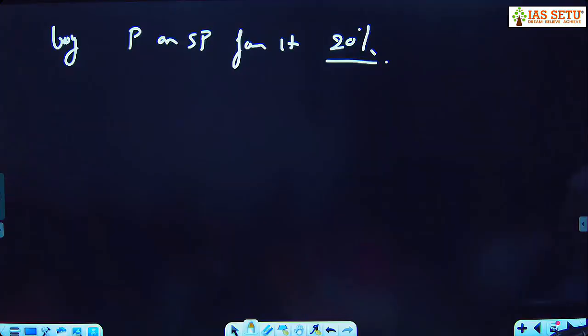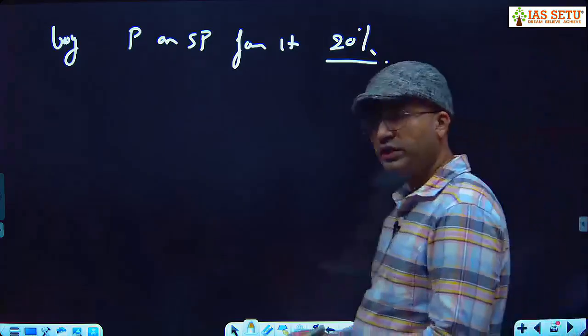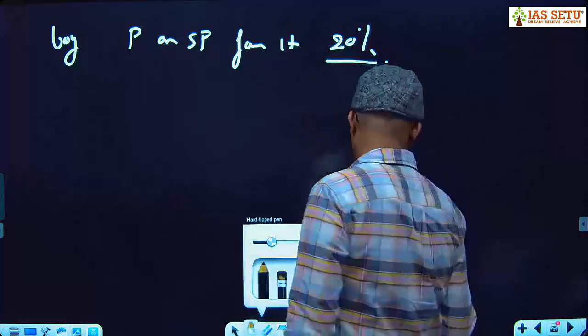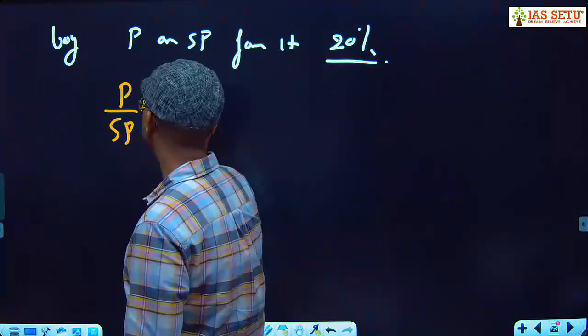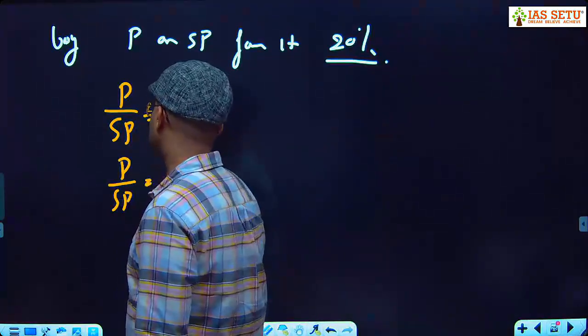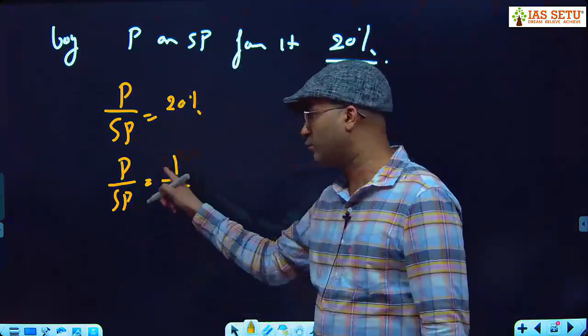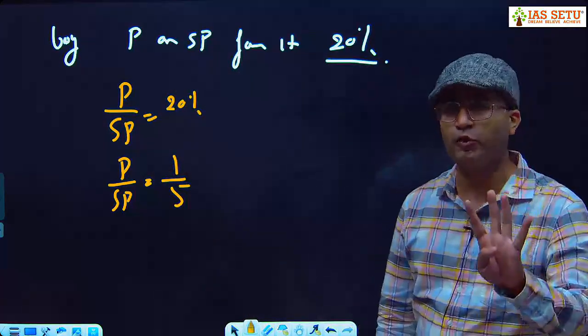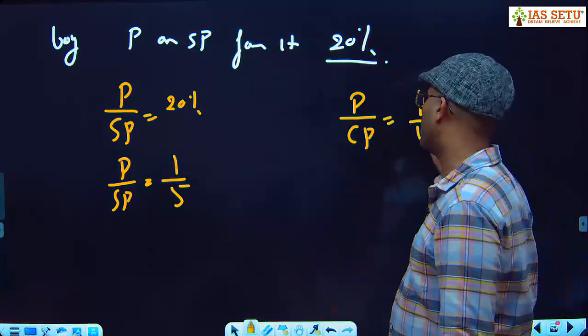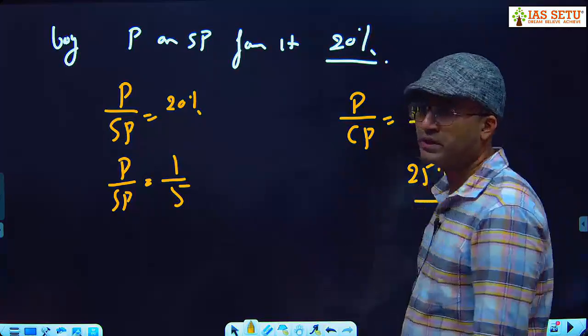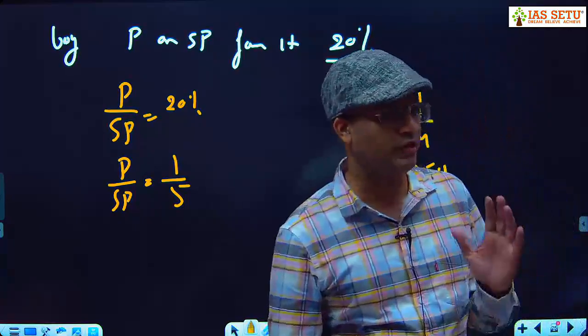20% is 1 by 5. What is your answer? 25%. How? He has taken selling price as a base, P upon SP 20%. Fraction value of 20% is 1 by 5. If selling price is 5 rupees, 1 rupee profit, what is your investment? 4. So what is the correct formula of profit percentage? P upon CP, 1 by 4. What is 1 by 4? 25%. So actual profit percentage is 25%.